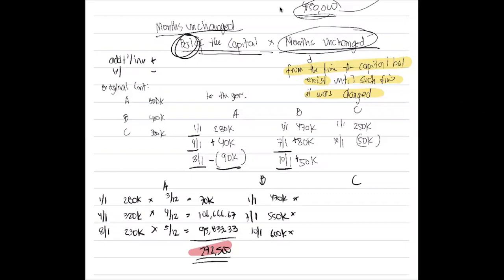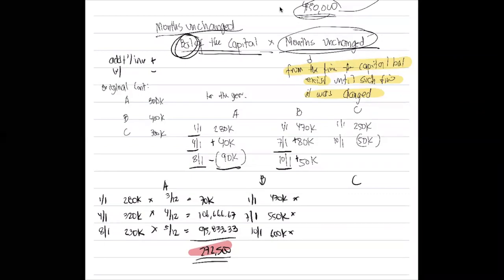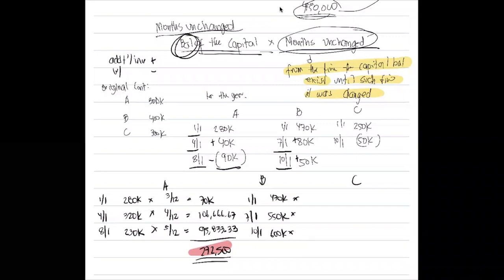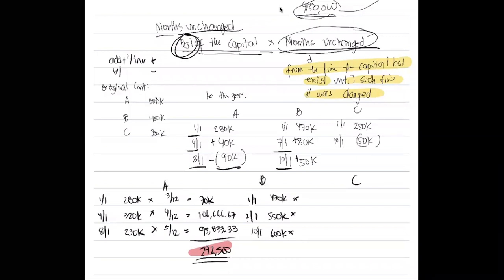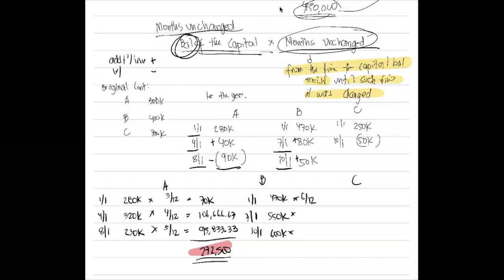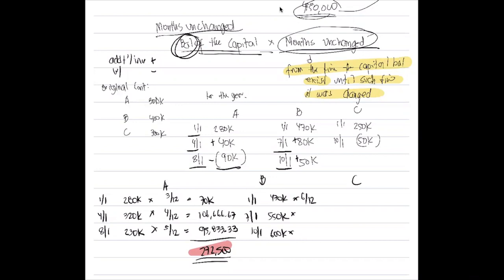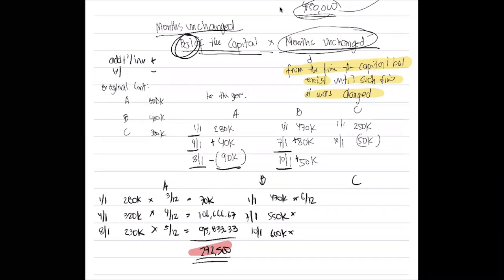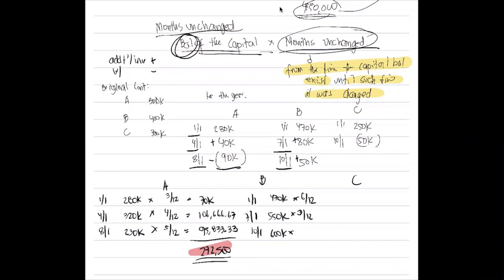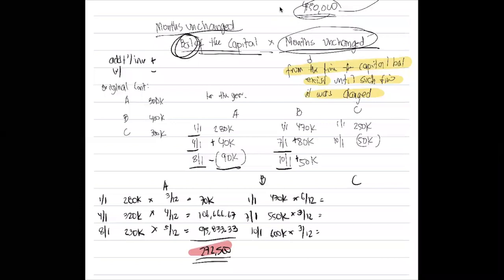So the months unchanged of B, it is from the time the capital balance exists, January 1, until such time it was changed. So January 1 to July 1, how many months? 6 over 12. January, February, March, April, May, June. Okay? Until June 30, 6 months. Now, July 1 to October 1. July, August, September, 3 months. And then, for October to December, this is again 3 months. Okay, let's compute.